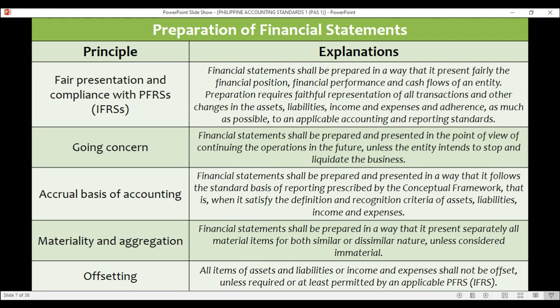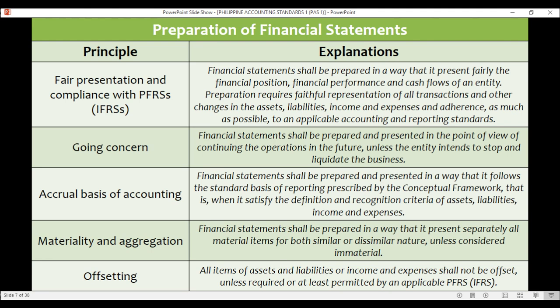Materiality and aggregation. Financial statements shall be prepared in a way that it presents separately material items for both similar and dissimilar nature unless considered immaterial. Okay? Meaning, the assets that are material in amount, or other line items that are material in amount, should be presented separately.